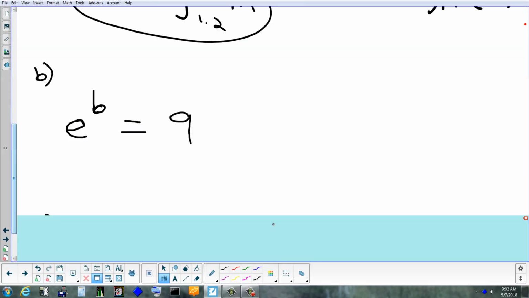All right, let's try this one. E to the b equals 9. Okay, so Pacey, I'm going to write this in log form. First thing I should put down, put down the word log. Okay. Sean, what's my base here? E. E is the thing that's below the letter. So E is going to be the thing that's below the word log.